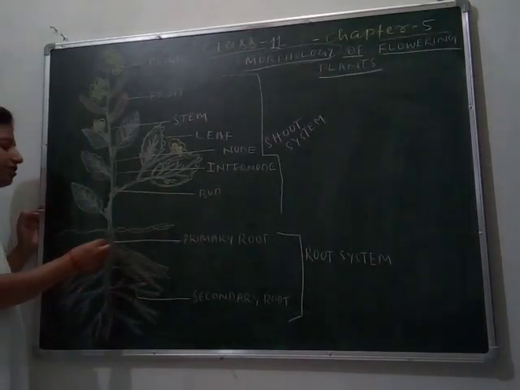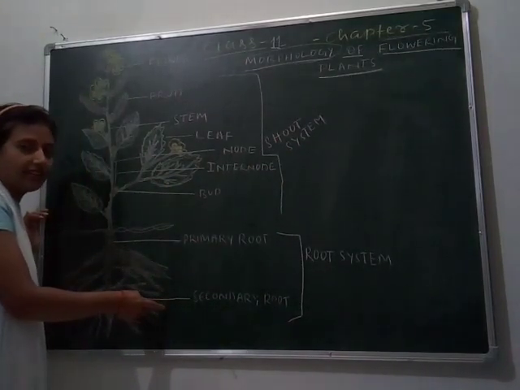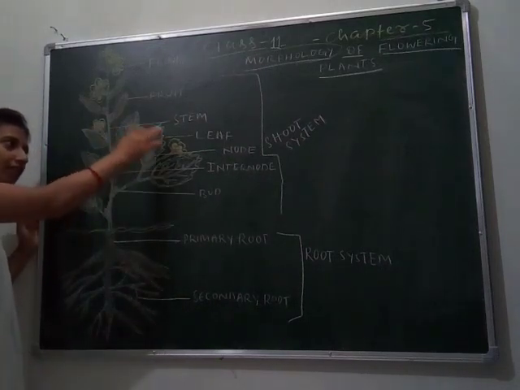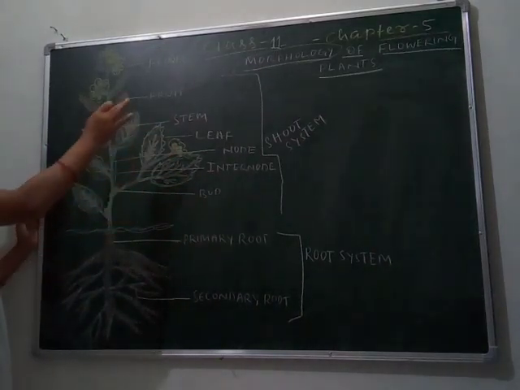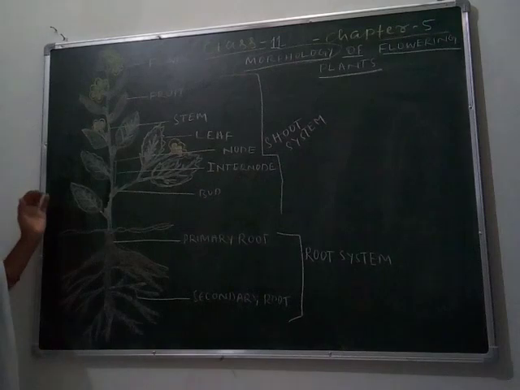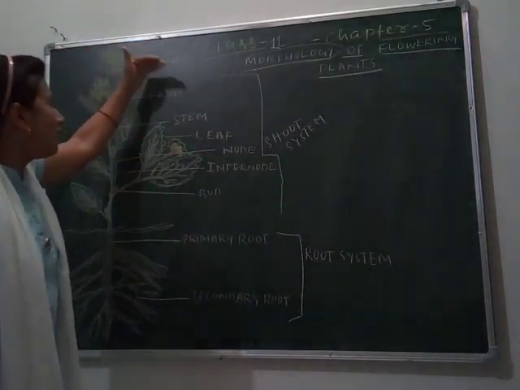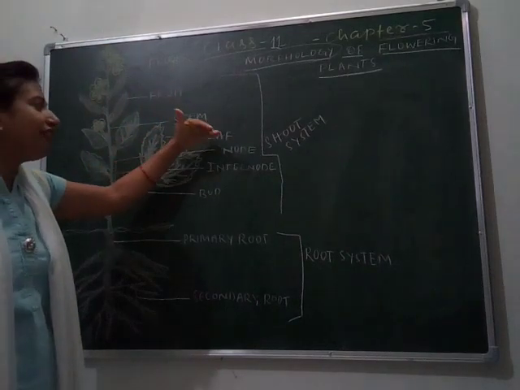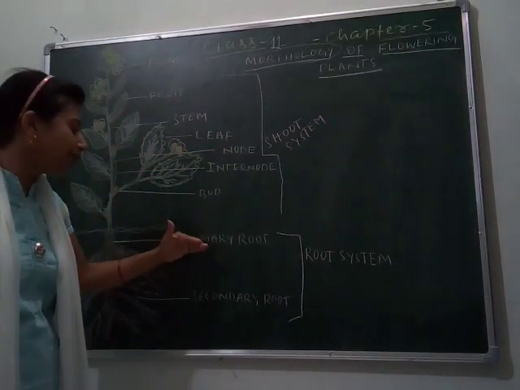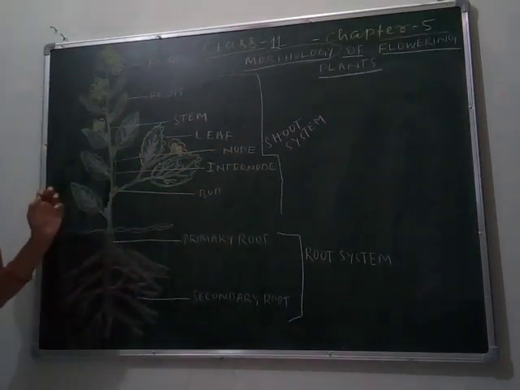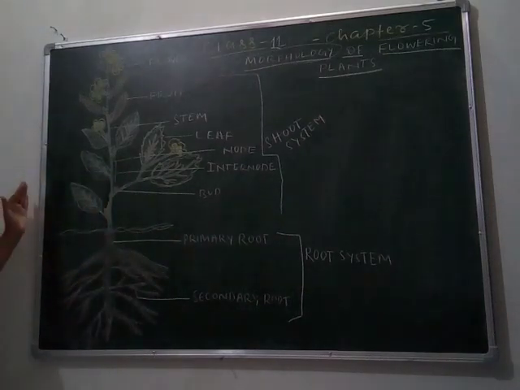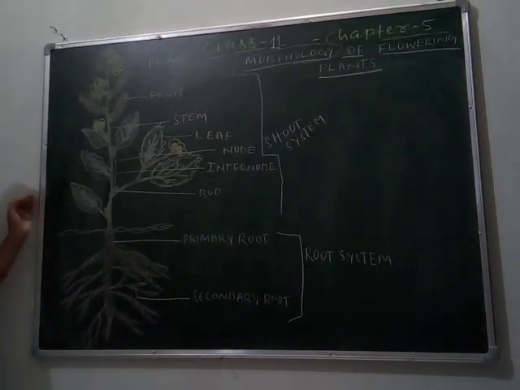And the root system consists of primary root and secondary root. We will study in detail about all these parts because our chapter is morphology of flowering plants: flowers, fruit, stem, leaf, node, internode, bud, primary root, secondary root, etc. So first topic, you can draw the diagram and take the screenshot.